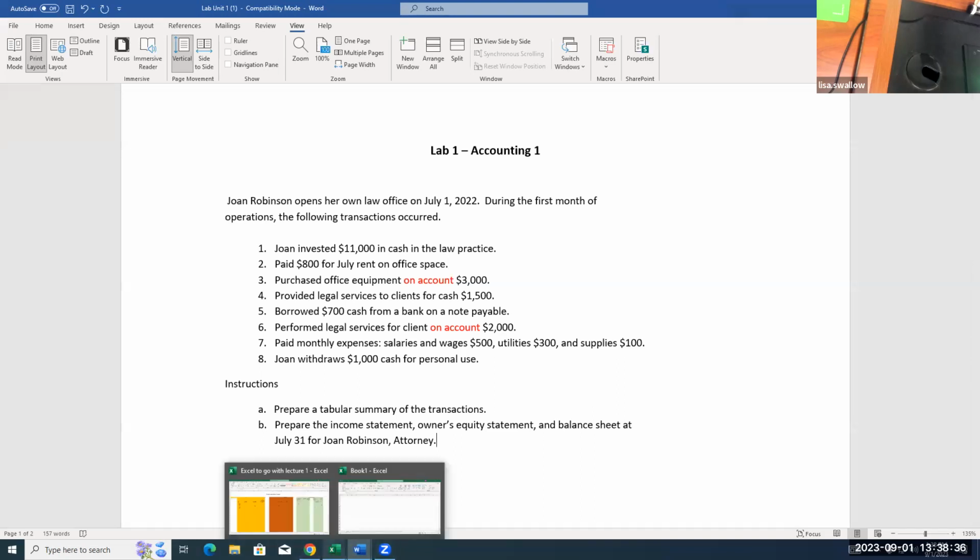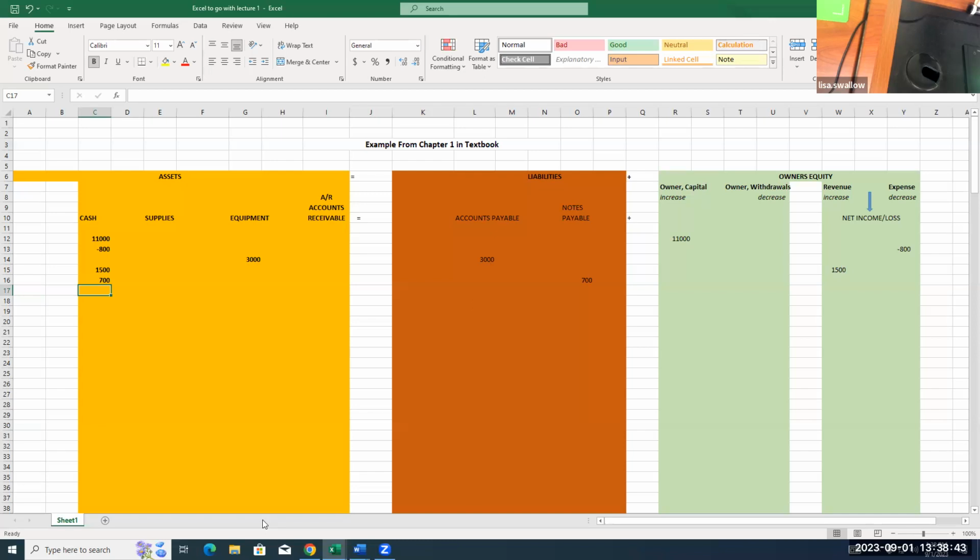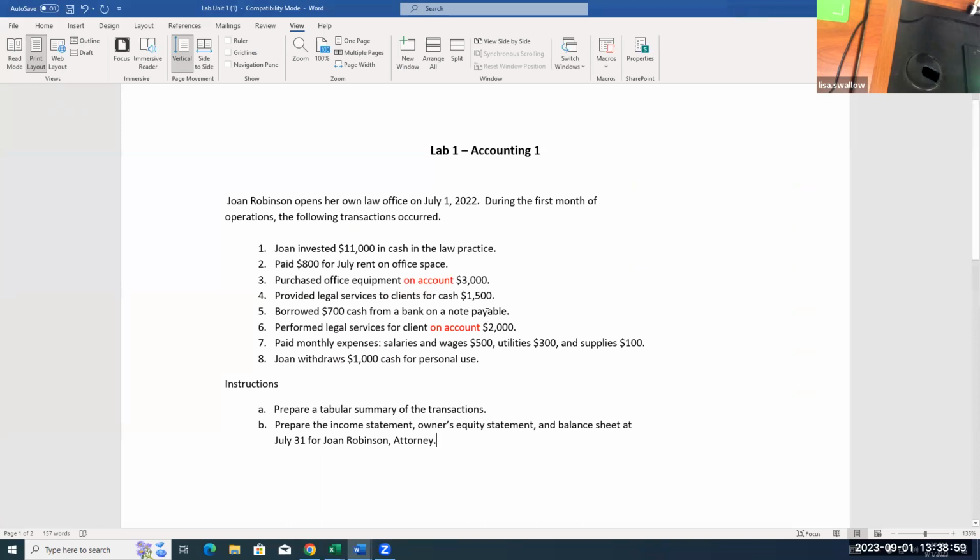This should be one that's hopefully super redundant. What did you do with that one, Hunter? Did I get cash? And here, I put it in red because that's really important. It's super easy to miss. On account always means a payable or a receivable. No cash changed hands.